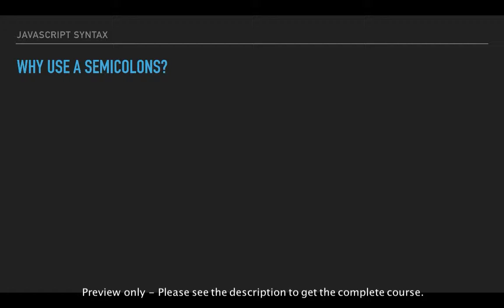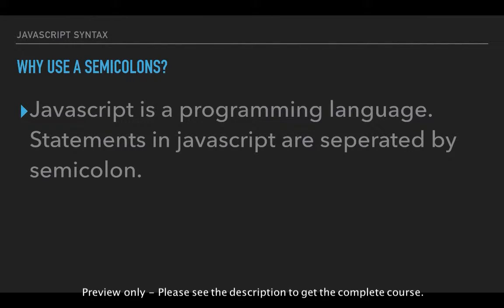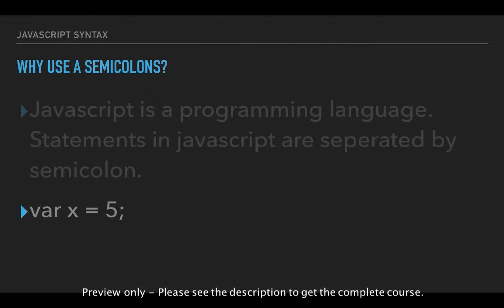Now, what is the importance of semicolon in JavaScript? JavaScript is a programming language, and statements in JavaScript are separated by a semicolon. So for instance, var x = 5; is one statement. Similarly, var y = 6; is another statement. Now you note that there is a semicolon at the end of both the statements. Just like in English, we use a full stop or a period to indicate the end of a sentence, similarly, in JavaScript, we use a semicolon.